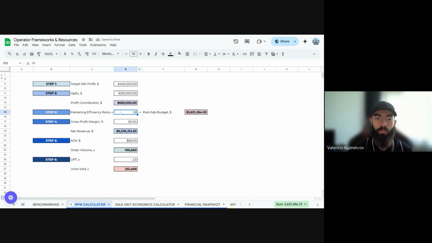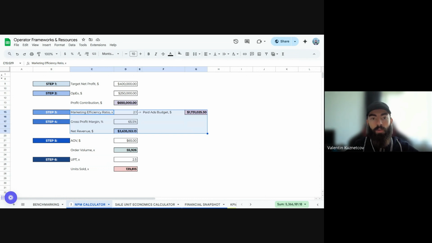Huge increase. So if your marketing efficiency drops by 0.3 and you still need $650,000 in profit contribution, you would have to spend $3.6 million and aim for $6.5 million in revenue. Crazy increase, right? So look how marketing efficiency is absolutely important for you to generate enough profit without aiming for crazy numbers. Now, this is where the conversation about incrementality comes into play, right?